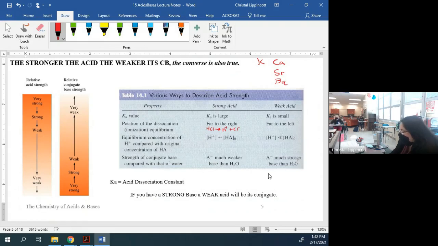When we talk about a weak acid, let's just use HF because it's smaller. We always have an arrow pointing both directions. We have our hydrogen, we have our fluorine coming off, but most of it lies here. The equilibrium concentration of your H compared to the original value is approximately equal here, and over here it's going to fall far to where your acid is mostly here. Your Ka is your acid dissociation constant. If you have a strong base, a weak acid is its conjugate, and vice versa.